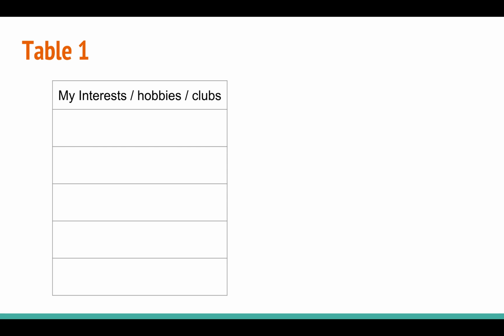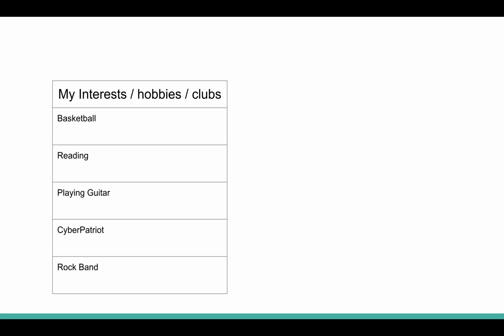So what do you need to do? First, let's start with table 1. I need you to make a table with the heading My Interests, Hobbies, and Clubs, and a minimum of 5 rows. So 1, 2, 3, 4, 5. And I want you to populate those rows with your interests, hobbies, or clubs. So for example, if I were to fill this out, it would say something like basketball, reading, playing guitar, Cyber Patriot, rock band. So if you need to, pause the video and go ahead and write down your 5 interests, hobbies, or clubs.